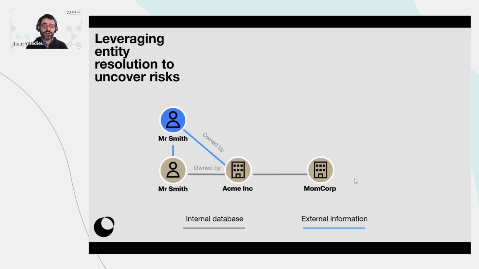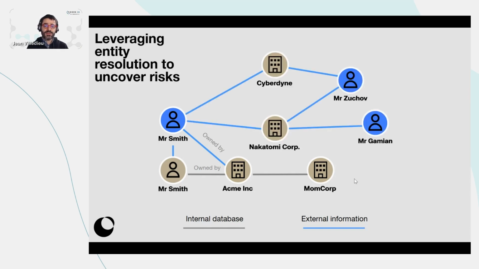And that information is coming from maybe a company registry. And then with the same source of information, I can identify that Mr. Smith is indirectly connected to Mr. Zukov and Mr. Gavian. And if these entities are risky, then all of a sudden it means that both Mom Corp and Acme Inc. are also risky. And that's the sort of insights that can be uncovered using entity resolution and graph analytics.